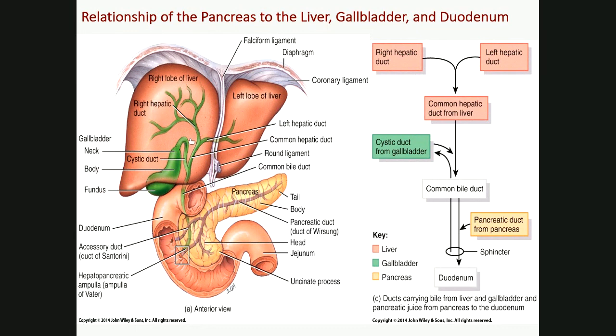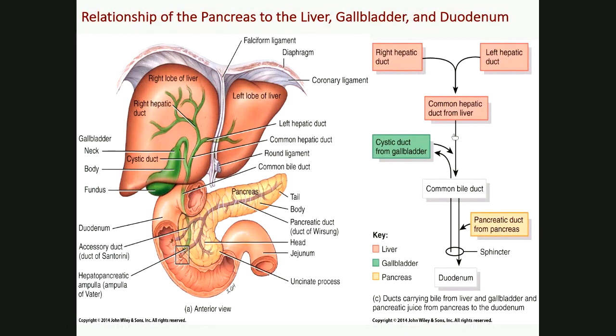So let's look here. We've got the right hepatic duct bringing the bile from the right lobe of the liver, and we have the left hepatic duct bringing the bile that's produced in the liver from the left lobe of the liver. So these are going to join the common hepatic duct.